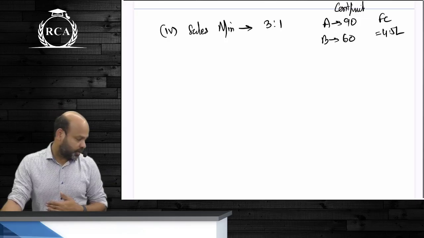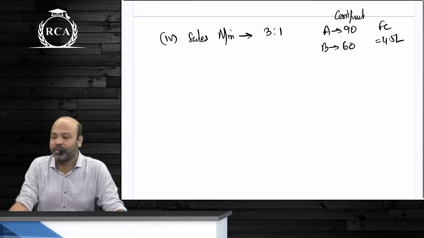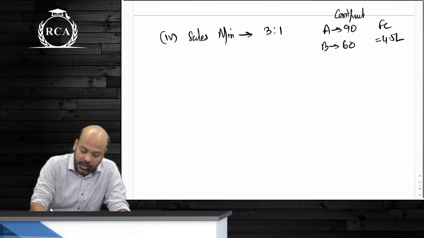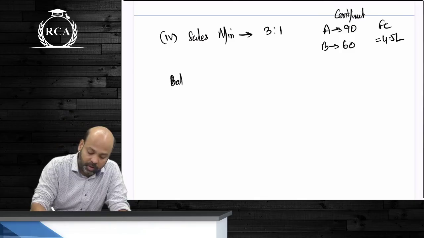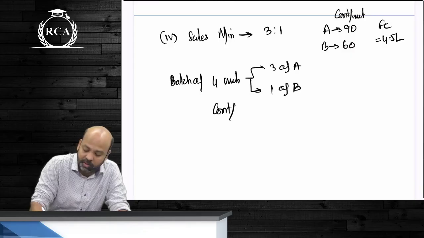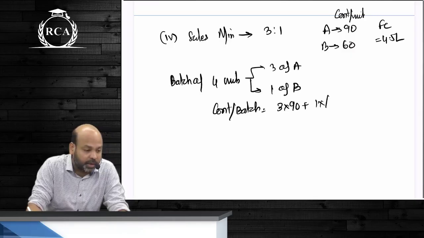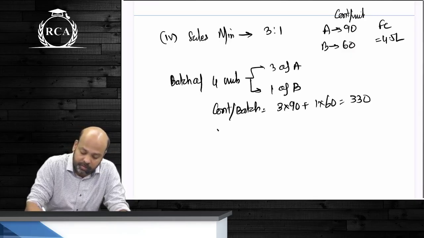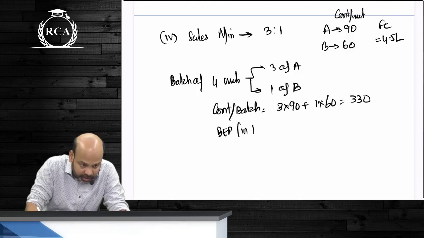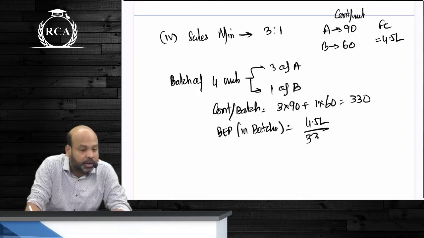You can either take a batch of 4 units, or you can compute weighted average contribution per unit. In case I take a batch of 4 units, what will be the amount of contribution that I get? A batch of 4 units will comprise 3 of A and 1 of B. So my contribution per batch will be 3 multiplied by 90 plus 1 multiplied by 60, 330 rupees. My break-even point will come in batches, and that will be 4,50,000 rupees divided by 330.